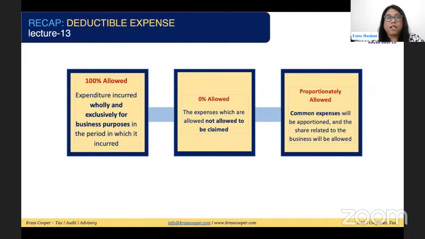Then we had discussed in our lecture 13 about deductible expenses. In that, we had discussed that any expense which is wholly used for business purposes is 100% allowed. If it's not used for business purposes, those are not allowed at all, which we'll discuss in the next slide. And if they are common expenses, they will be proportionally allowed.